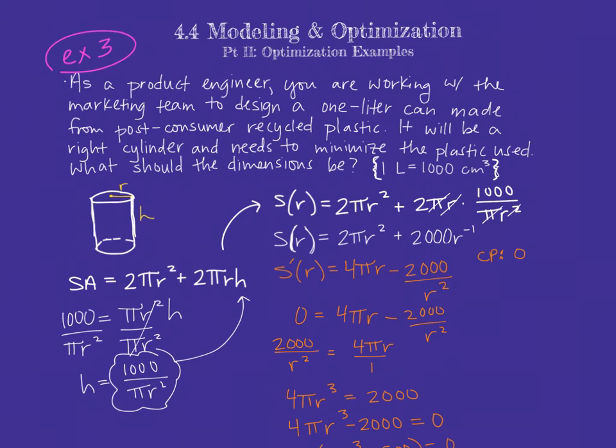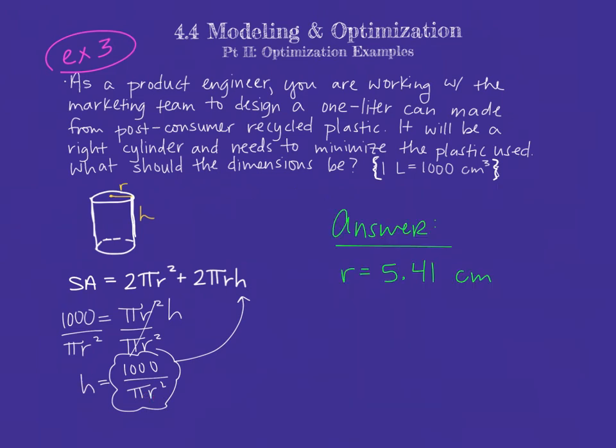Now, because we found our radius of 5.41, does that answer the question? Our question was, what should the dimensions be? Well, the dimensions of a right cylinder are radius and height. So we have the radius, we need to find the height. How can we do that? Well, we already have a few different equations that relate height and radius. One of them's right here when we solved for height. So I'm going to plug in our radius value here to find the height.